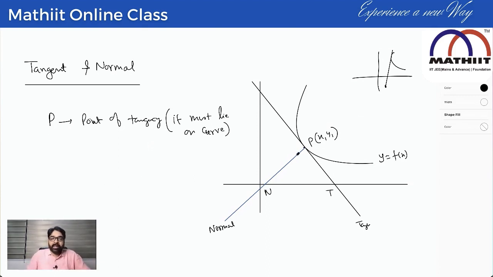Now, here PT, the length of PT is called the length of tangent. If anybody asks you what is meant by length of tangent, it is the distance from the point of tangency to the point where the tangent intersects the x-axis. This is the length of tangent. Same way, PN is called the length of normal.